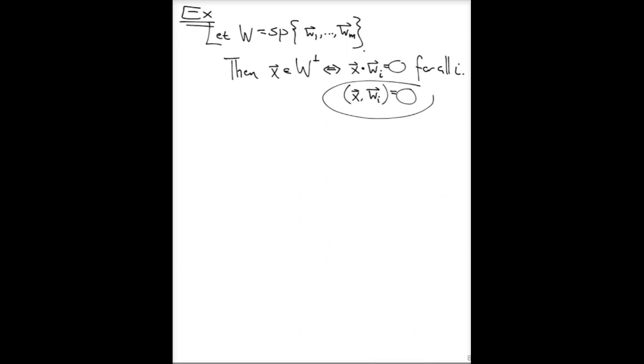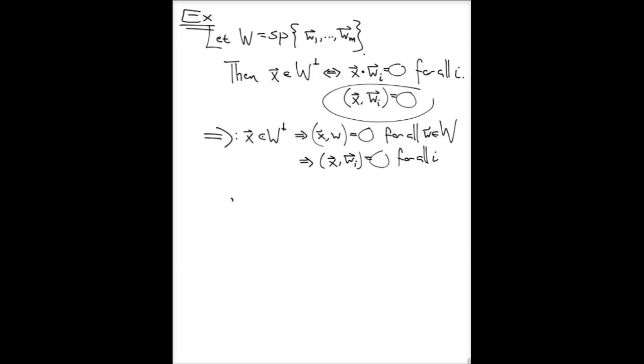So, a word about the proof of this exercise. Both directions are relatively straightforward. For the forward direction, if we assume first that x is in the orthogonal complement of W, then the inner product of x with any element of W is equal to 0. In particular, the inner product of x with any of the spanning vectors w_i must equal 0. So there's the forward direction. Assuming x is in the orthogonal complement, it must be orthogonal to all of these spanning vectors.